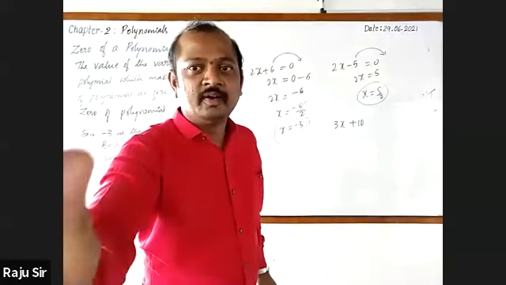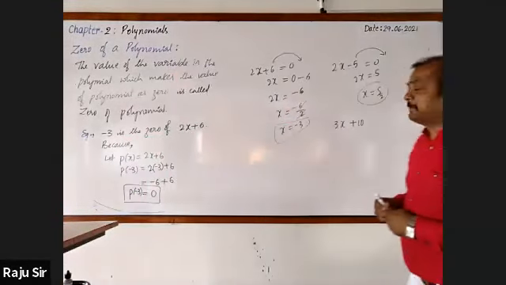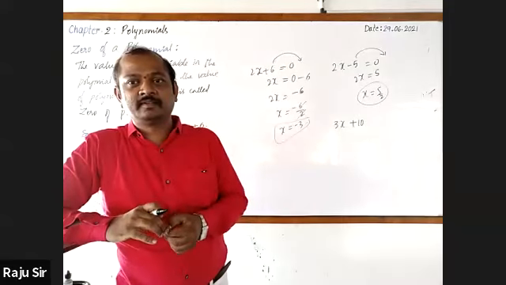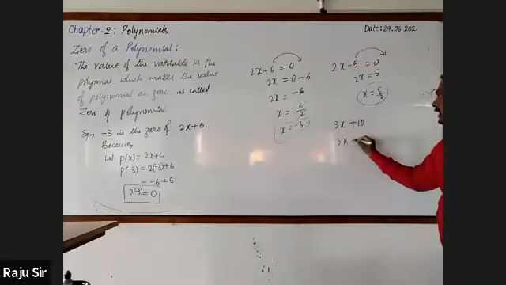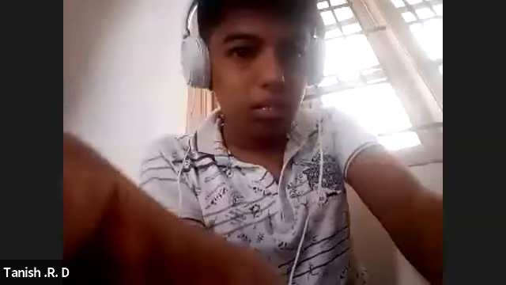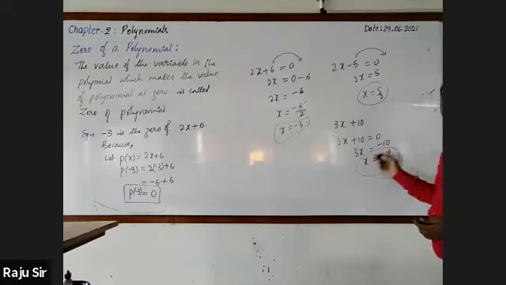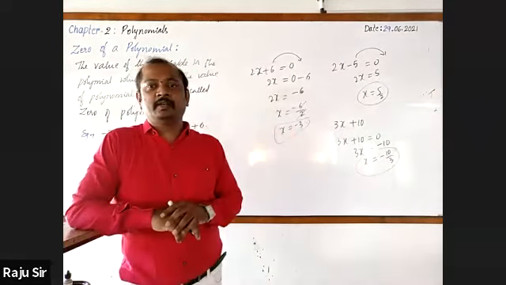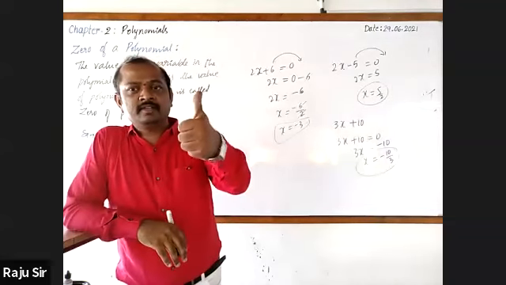Excellent. Minus 10 by 3. It is 3x plus 10 is equal to 0. 3x is equal to, transfer this 10 to the right hand side, minus 10. Then x is equal to minus 10 by 3. Minus 10 by 3 is the zero of this polynomial. Is it not simple?